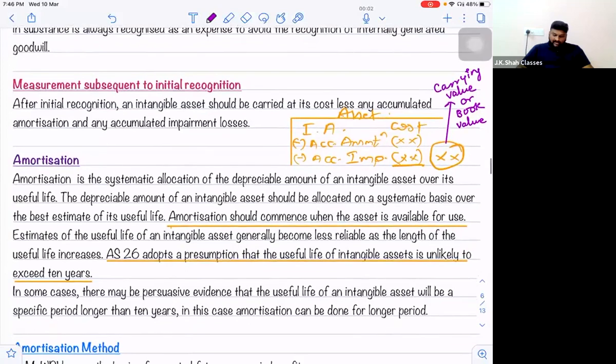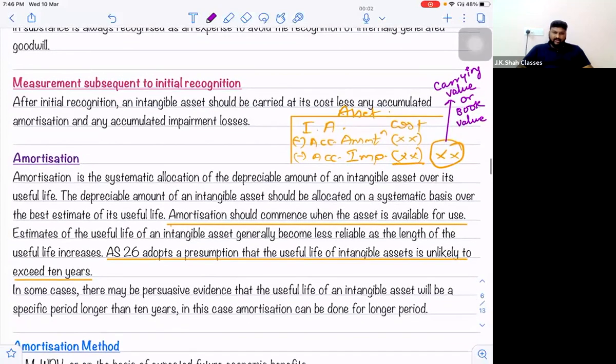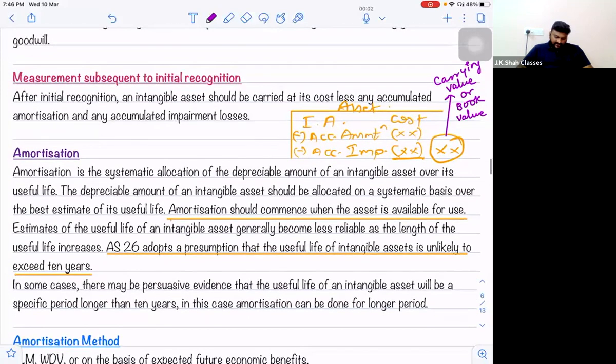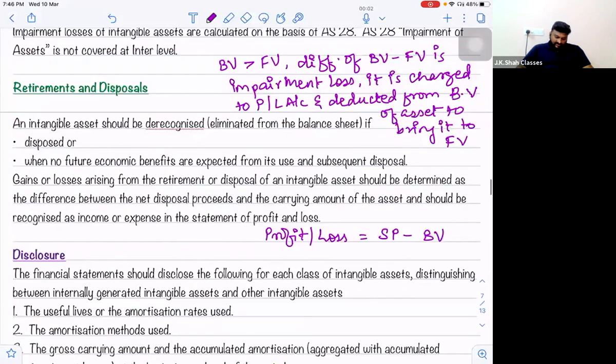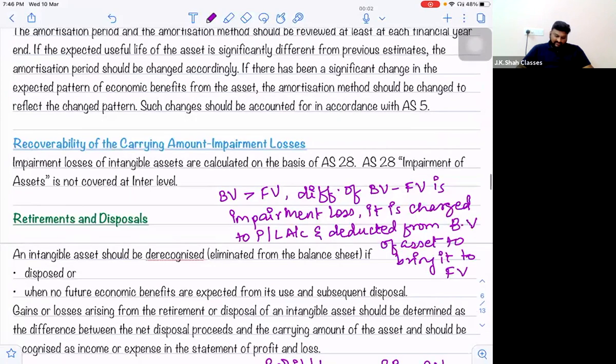Now we have come to the end of the theoretical content. In the next 10 or 15 minutes, we'll be winding up with the theory part. And then the disclosure part, I think we'll be covering it tomorrow. We have to solve some questions after this.